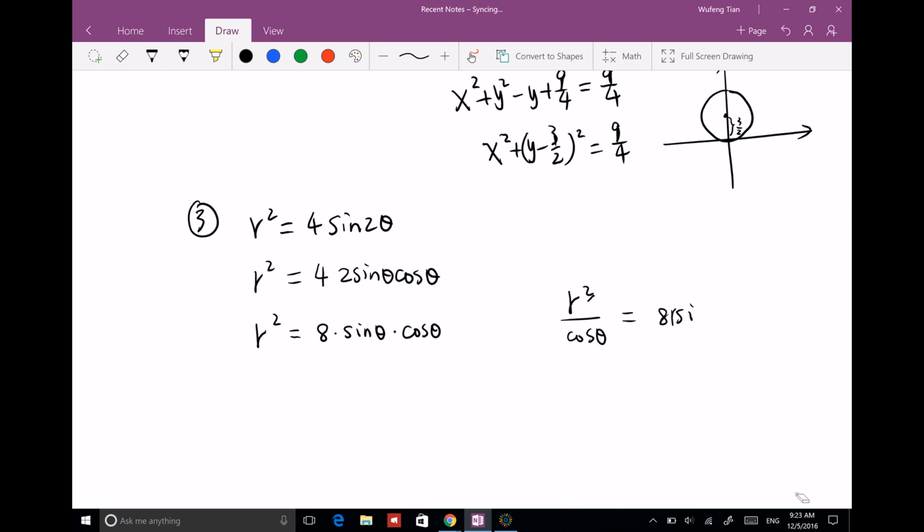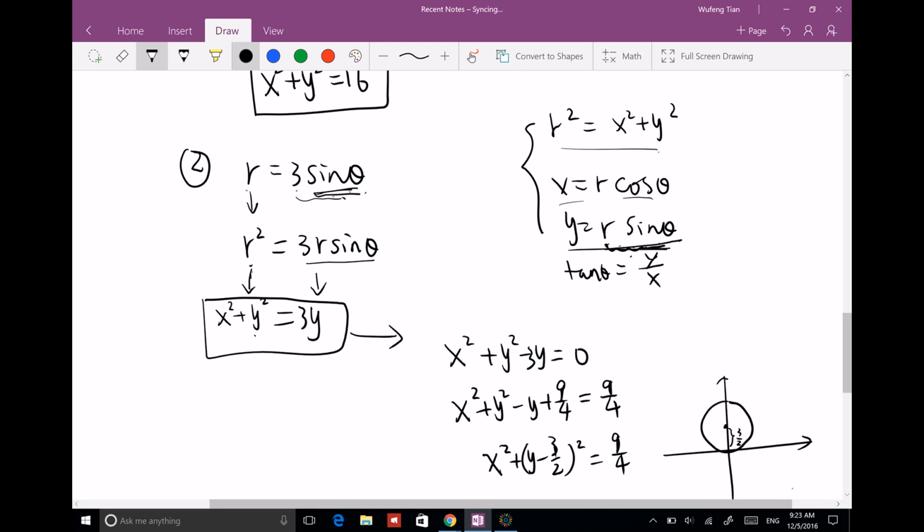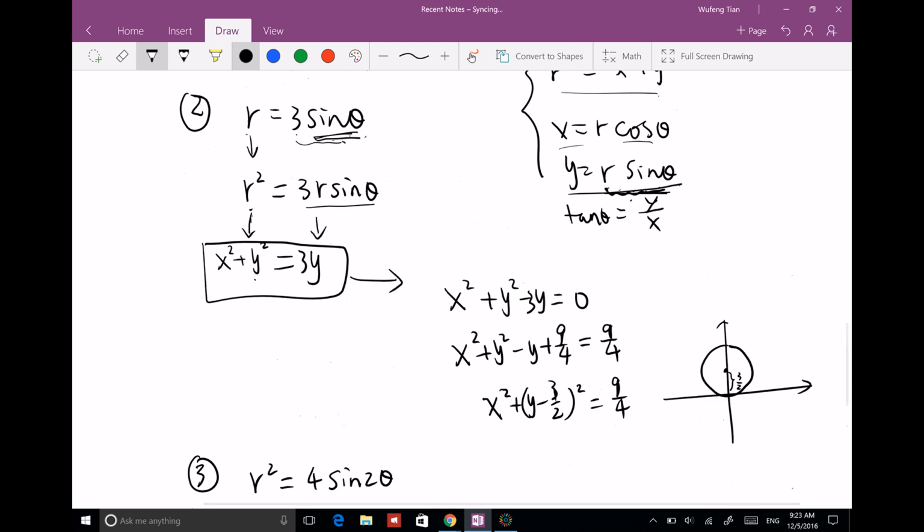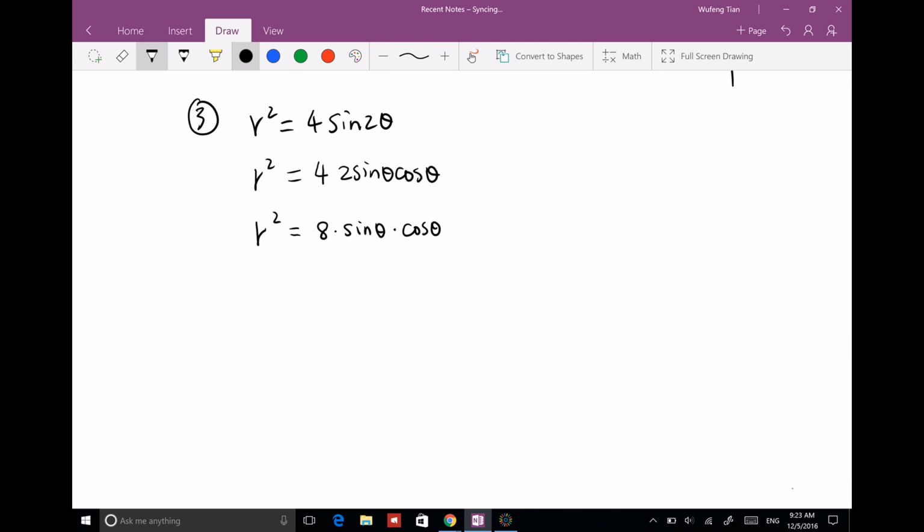Or simplify more. Look at the previous one. What did I do here? I multiplied both sides by r, right? So right here, I will still do the same thing. Whenever you see a sine theta or a cosine theta, you just multiply by r. You want to get rid of the theta, because r is never a concern for you, because r equals the square root of x squared plus y squared. But theta is a concern, so I want to get rid of the theta.